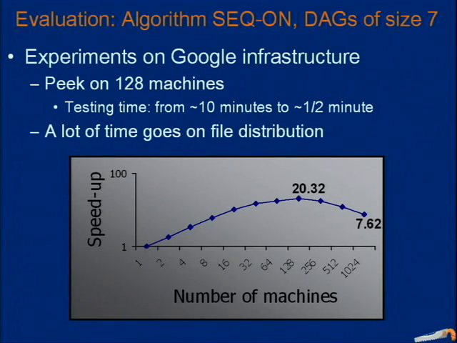Here are some more experiments. This is for some DAGs of size 7. And here, actually, the curve does not look all that good because it reaches some peak on 128 machines, and then it starts going down. And here's actually the issue where it's visible that a lot of time goes on this file distribution. So we use this Google file system and whatever that it exactly does and however that it works.